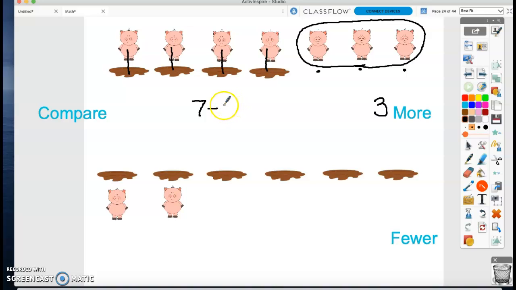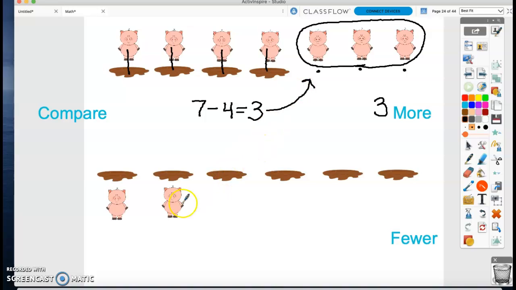How many are we going to subtract? If you said 4 mud puddles, awesome job. And what was our answer? What is 7 minus 4? If you said 3, great job. That is those 3 extra pigs that we have, so 3 more pigs.